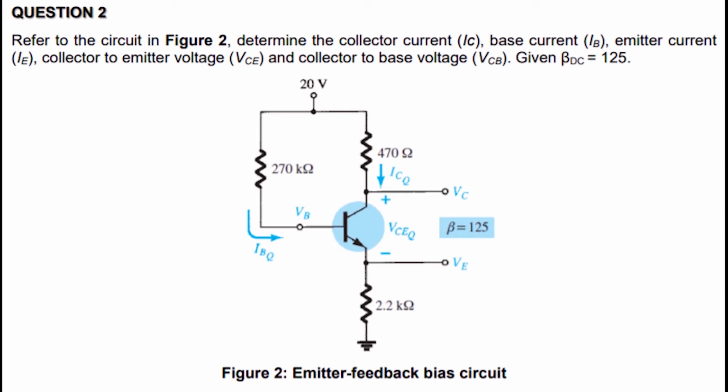Question 2. Refer to the circuit in figure 2. Determine the collector current, base current, emitter current, collector to emitter voltage and collector to base voltage. Given beta DC equals 125.